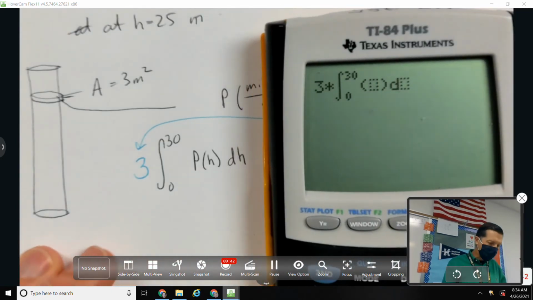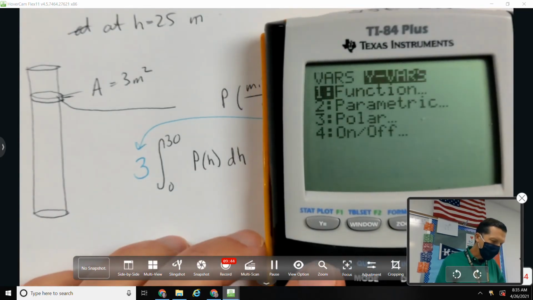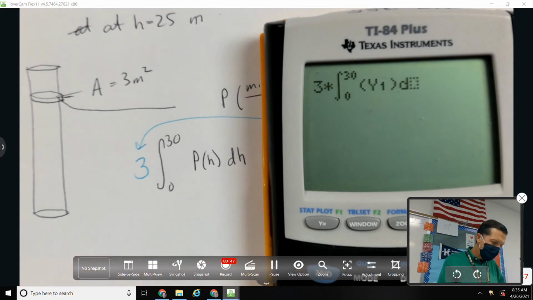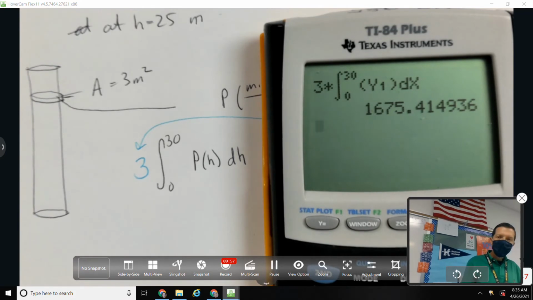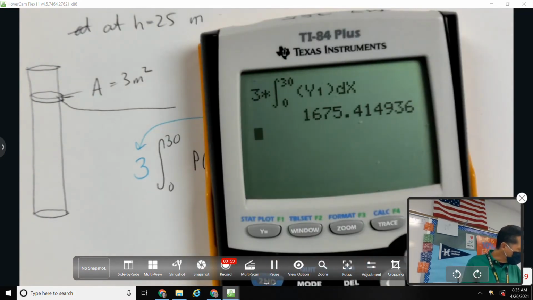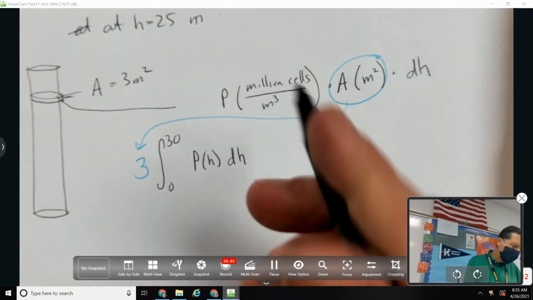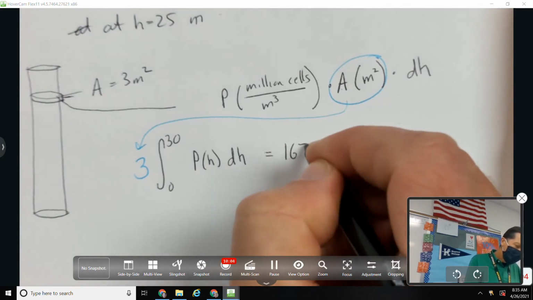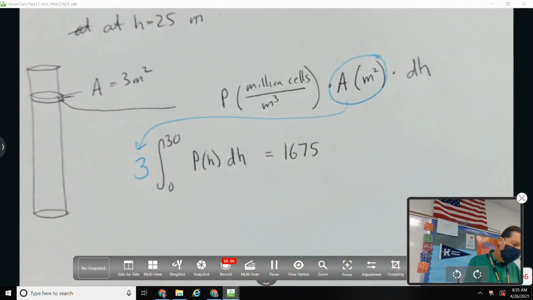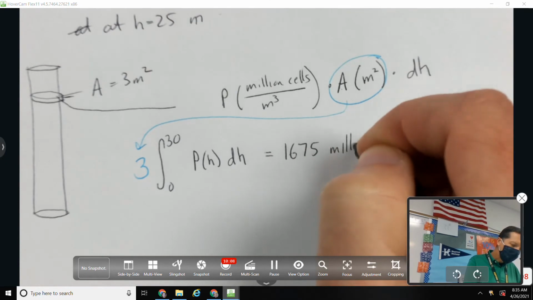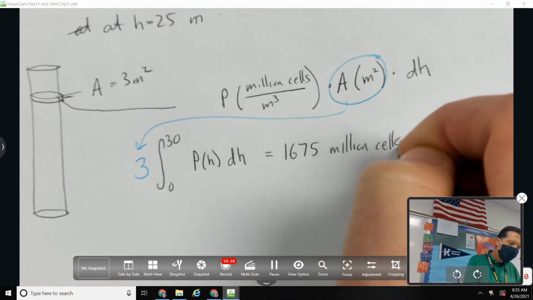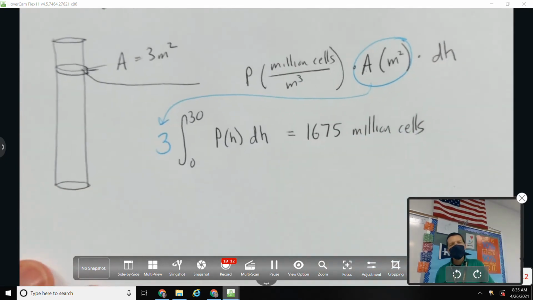So P was our Y1 bars. So it's an easy thing to put in the calculator. It's a hard thing to understand what they're asking you to find. So 1675, although what did it say? To the nearest million. So 1675 million cells in that column of water.